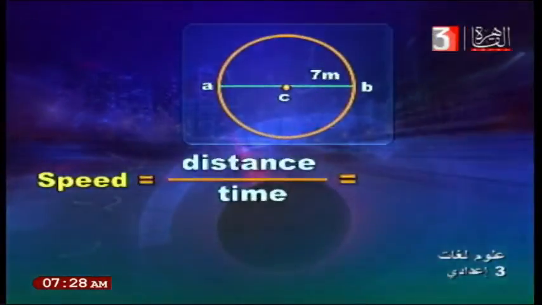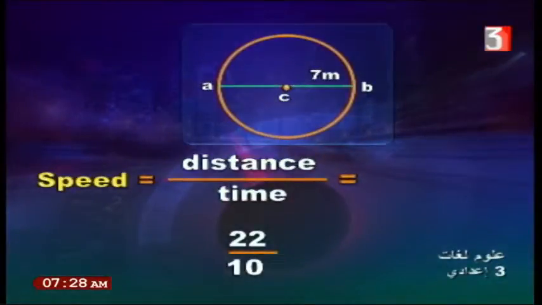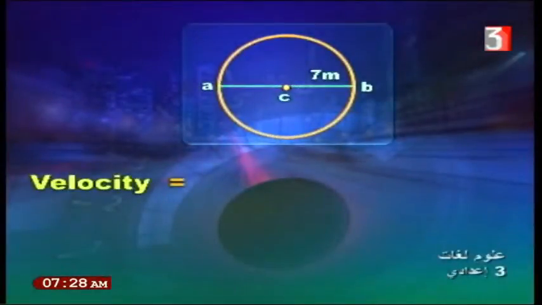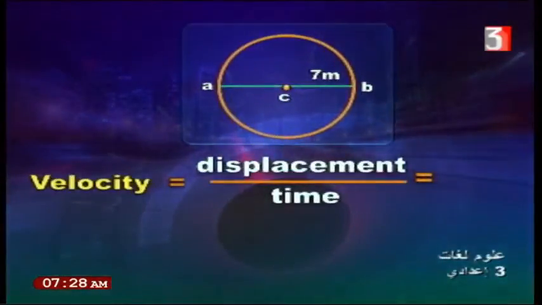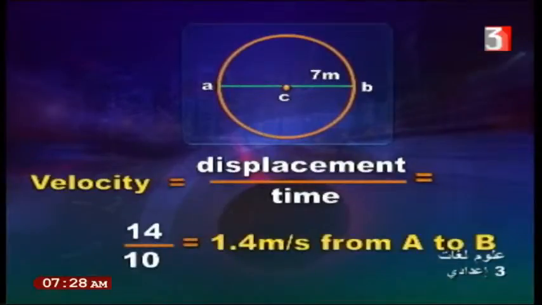We can find the speed: total distance over total time. So 22 over 10 equals 2.2 meters per second. And if we want to find the velocity of this object, total displacement over total time, so 14 over 10 equals 1.4 meters per second. Its direction is from A to B, from the start point to the end point.